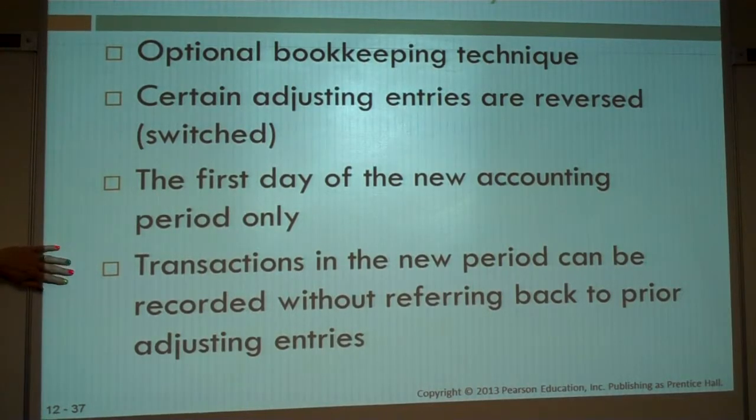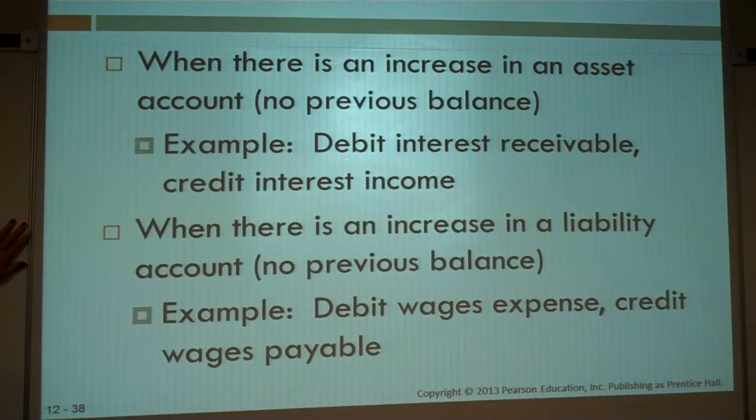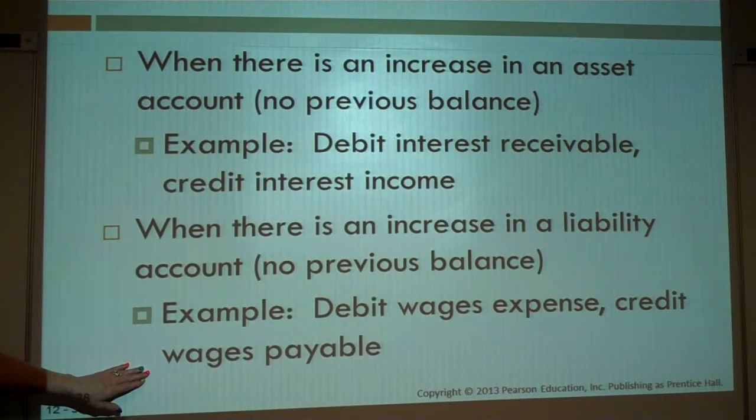Okay, transactions in the new period can be recorded without referring back to the prior adjusting entry. That's the number one reason that we do it. When we do a reversing entry, when there is an increase in an asset account with no previous balance, and they use the debit interest receivable and credit the interest income. We didn't have a transaction that involved that. We had the salary. When there is an increase in a liability account, no previous balance, example, the debit wages expense and the credit wages payable.